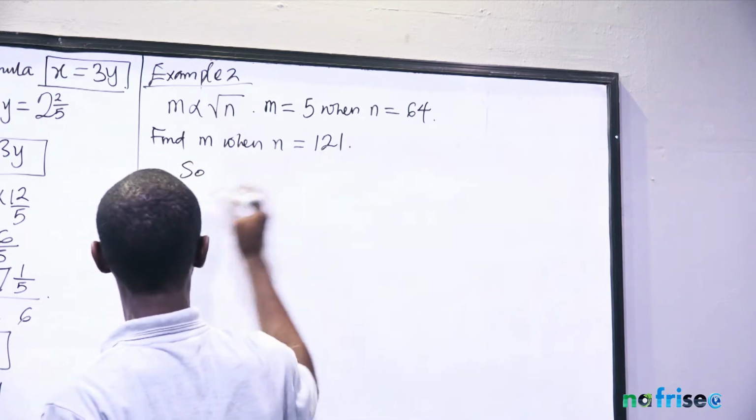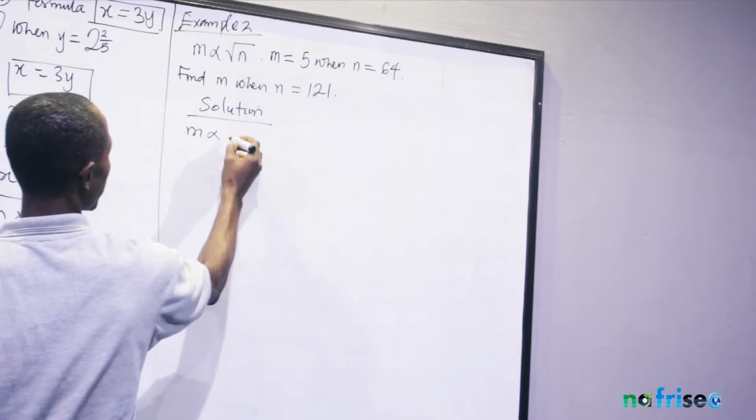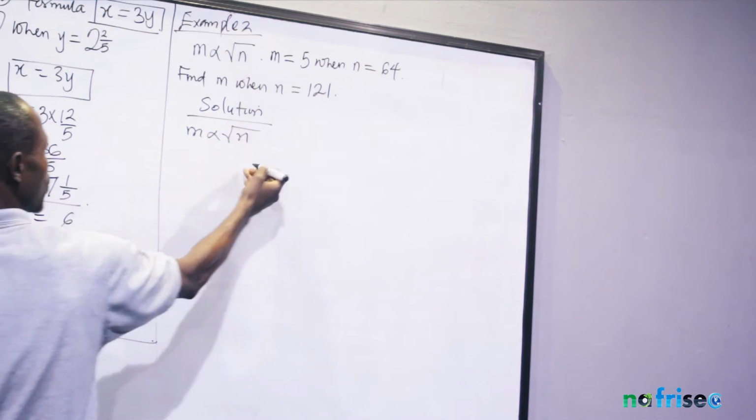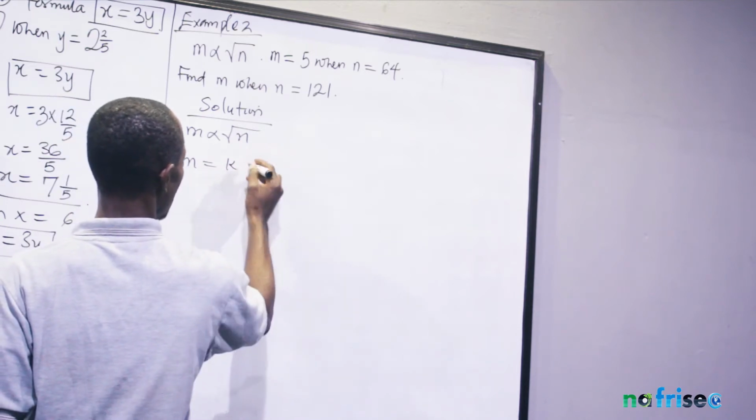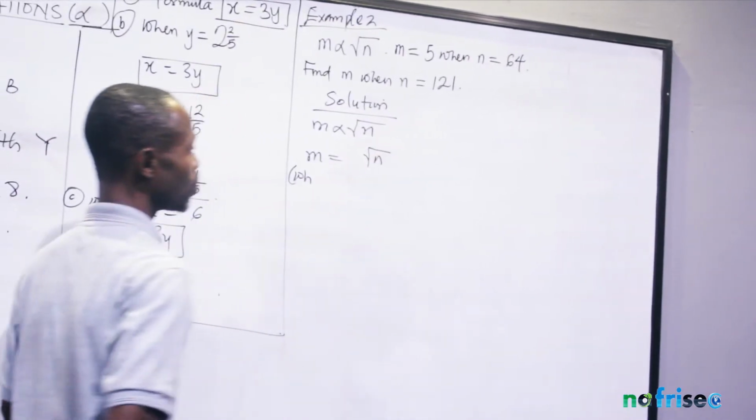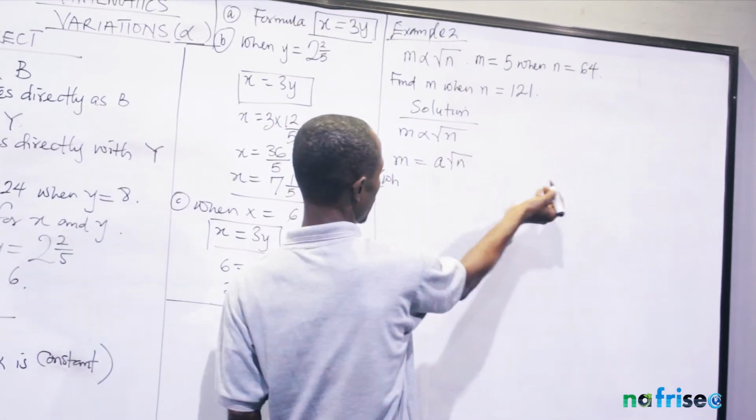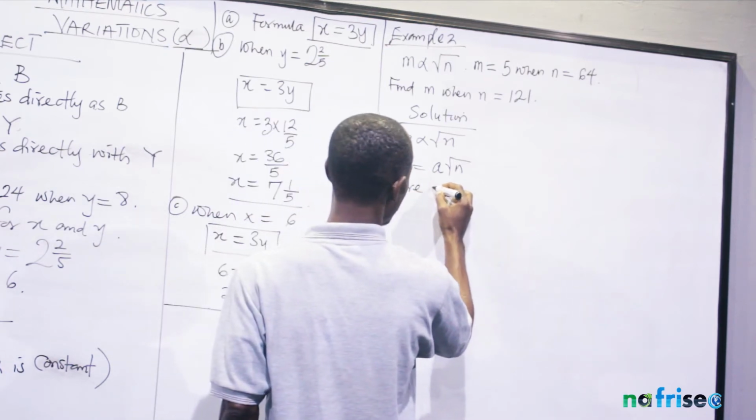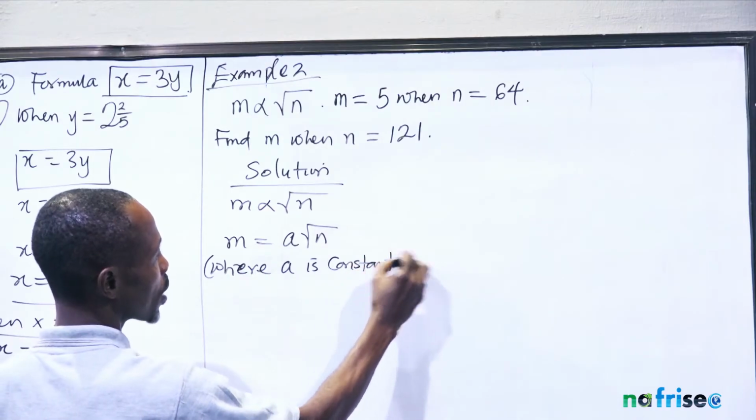Solution. This is the way they play some of the questions. To tell you m varies directly as square root of n. Get rid of this variation sign. Introduce your equal to and a constant with it. m equals k root n. Remember, let's use a different alphabet so we don't make k look monotonous to us. Let's say m equals a root n, where a is constant.